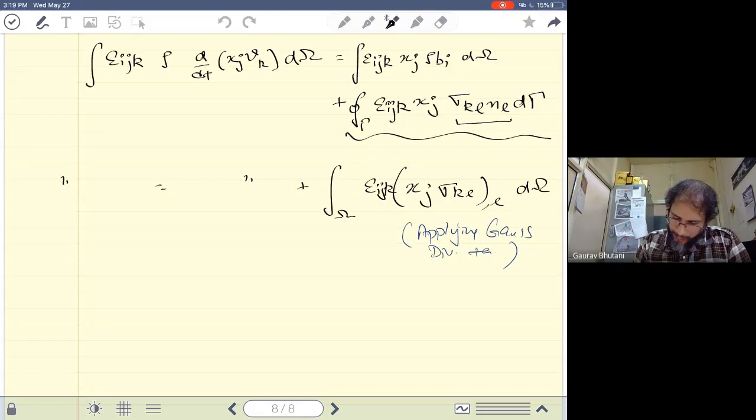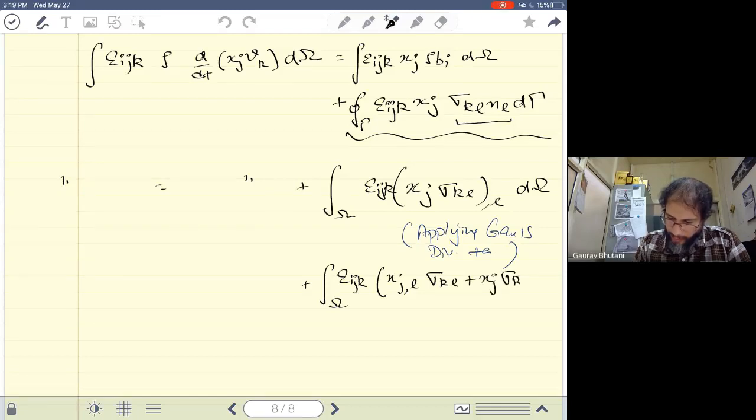So let's see if we can simplify this expression. So this is epsilon ijk, and then we can again apply the product rule here. So this becomes xj comma L times sigma kl plus xj times sigma kl comma L, and then we have a d omega. All right, and the other terms stay as they are.